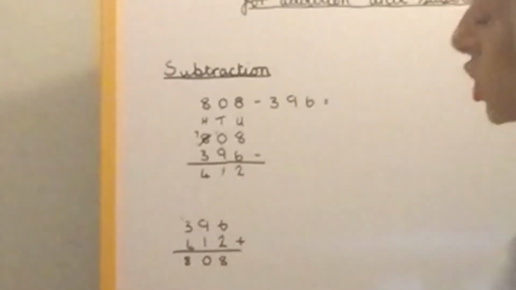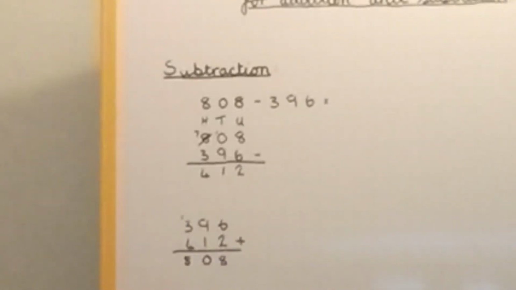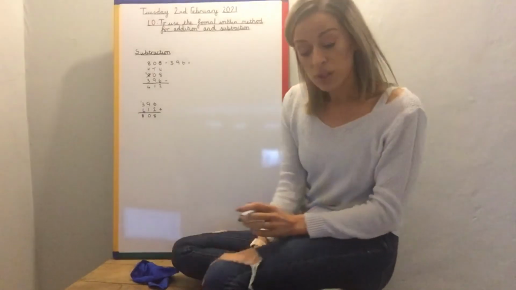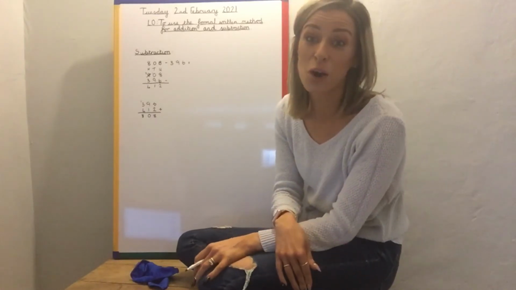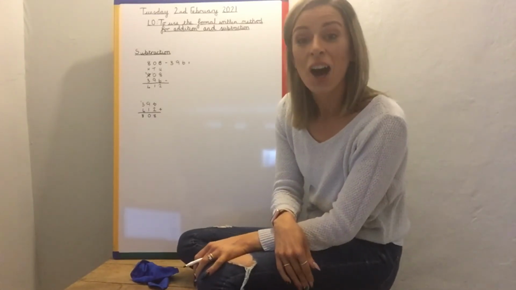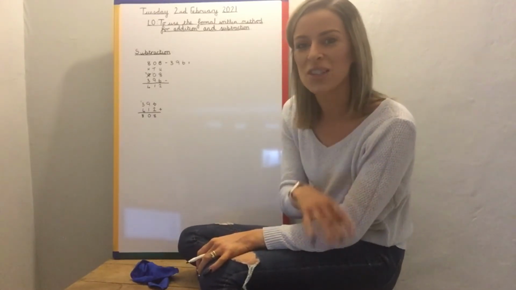So I can be sure that I have got the correct answer because I have used the inverse operation of subtraction. I've used addition to check. So that was a really quick recap of how we use the formal written method of addition and subtraction. I'm going to show you 2 sets of questions now.